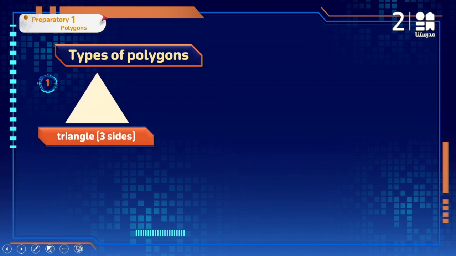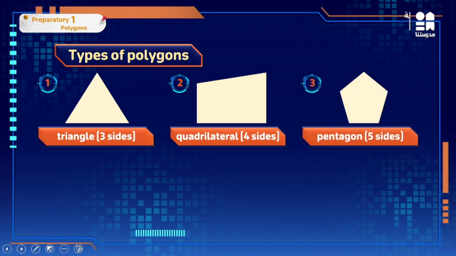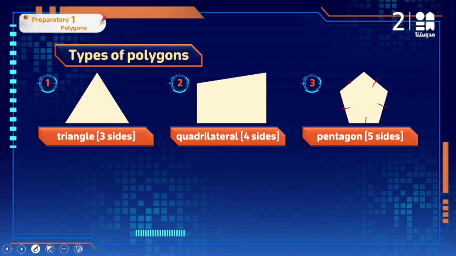Let's talk now about the most common types of polygons. Number 1, triangle. And as we know, the triangle has 3 sides. Second, quadrilateral. Quadrilateral means 4 sides. It can be a square, rectangle, trapezoid, and so on. Number 3, pentagon. A pentagon has 5 sides. Let's count them here: 1, 2, 3, 4, 5 sides.